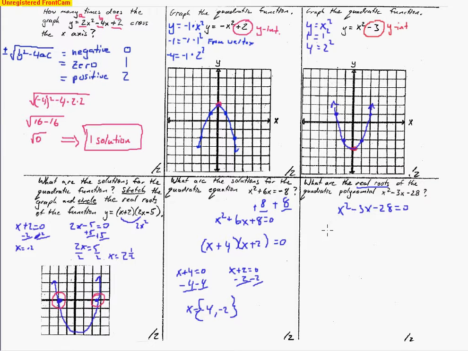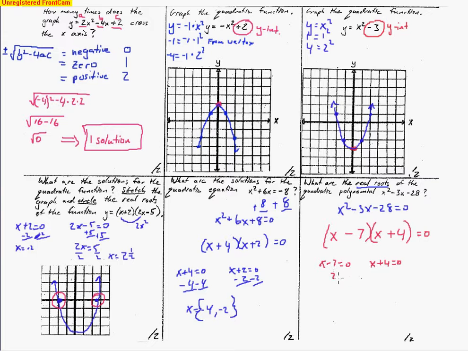So here I'll draw the 2 sets of parentheses. I start off with x times x makes x squared. Numbers that multiply to make 28 are going to be 7 and 4. In order to get that negative 3, we're going to have a minus 7 and a positive 4. This is all set equal to 0. So you're going to do x minus 7 equals 0 and x plus 4 equals 0.